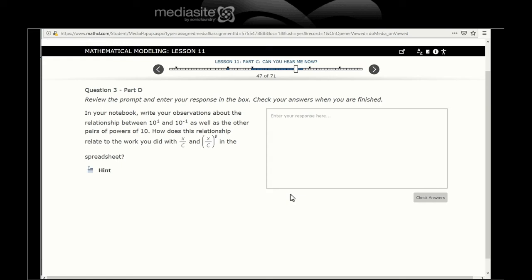Basically, 10 to the 1 equals 10. So 10 to the minus 1 would be 1/10. 10 squared is 100. So 10 to the minus 2 would be 1/100. 10 cubed is 1,000. So 10 to the minus 3 is 1/1,000, etc.